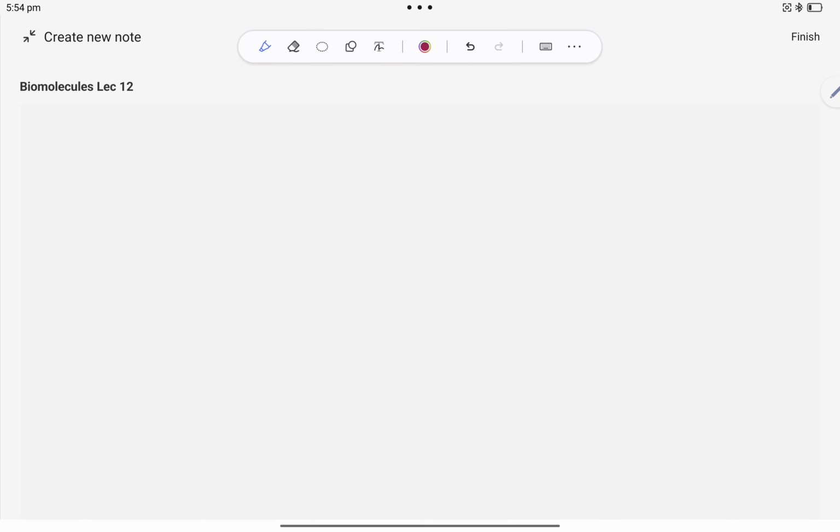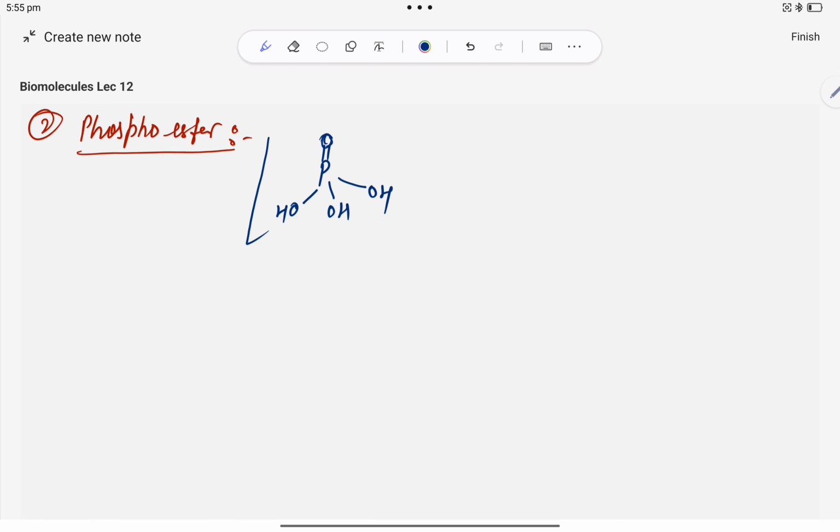Second, number 2, phosphoester. In the case of phosphoester, children, what is the phosphoric acid structure? Phosphorus, double bond, oxygen, here OH, one more OH, one more OH. So this is the structure of phosphoric acid.